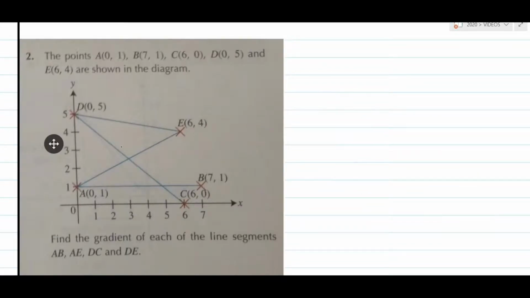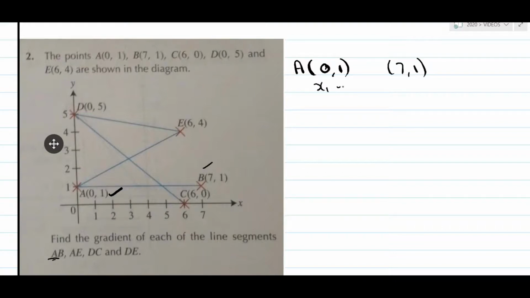Now since we are done with the basic level questions, let's move on to some advanced level questions. In this case you have been given a graph, and in the graph you have been given some coordinates. Now you have to find the gradient of each of the lines. First line you have A and B, and in order to find the gradient, write down the coordinates of A. The coordinates of A are 0, 1 and the coordinates of B are 7, 1.